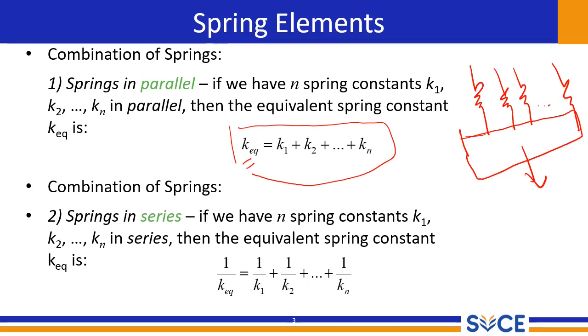Now let's look at springs arranged in series. In this arrangement, the springs are connected end to end like this. When a force is applied to springs arranged in series, each spring experiences the same force, but they may stretch by different amounts depending on their individual stiffness. Finding the equivalent spring constant for springs in series is a bit different. The reciprocal of the equivalent spring constant is equal to the sum of the reciprocals of the individual spring constants.